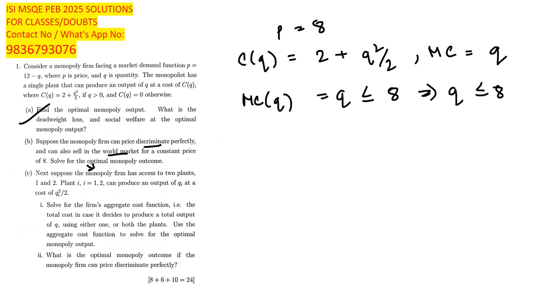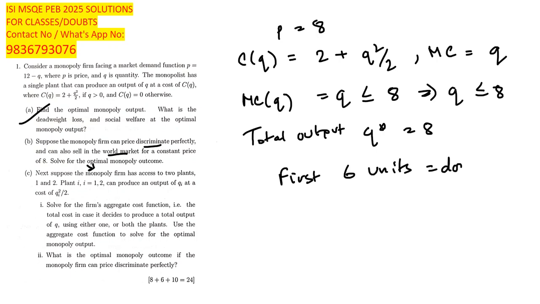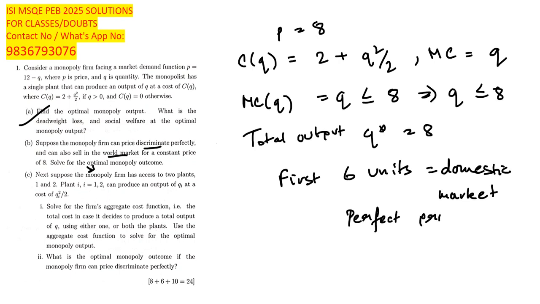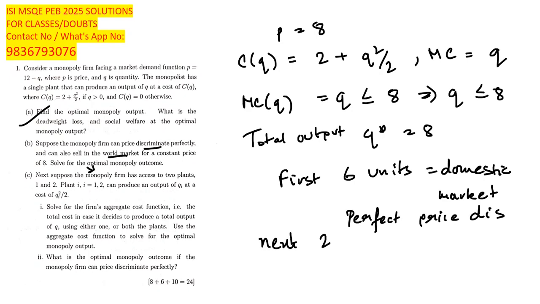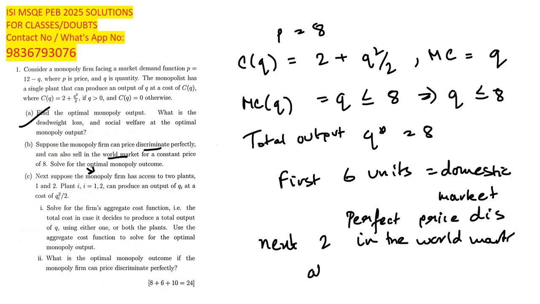So what is my final result then? The total output Q star is 8. The first 6 units will be sold in the domestic market with perfect price discrimination, and the next 2 will be in the world market, and that is also at constant price, and that is 8. Now I will do the profit calculation.